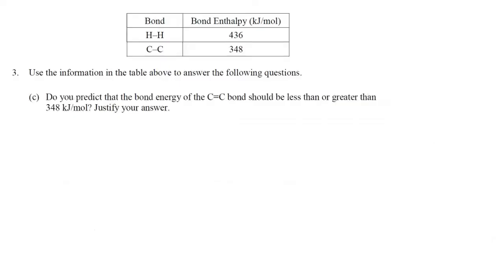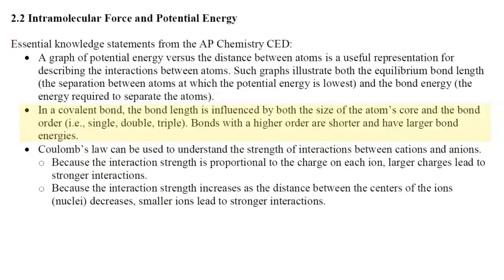Now, in part C of this question, we're also going to review something that you learned in topic 2.2, intramolecular force and potential energy. And it says, in a covalent bond, the bond length is influenced by both the size of an atom's core, which we just talked about, and the bond order, single, double, triple. So as you go from single to double to triple, you increase the bond order and you increase the strength of the bond. So bonds with a higher order are shorter and have larger bond energies.